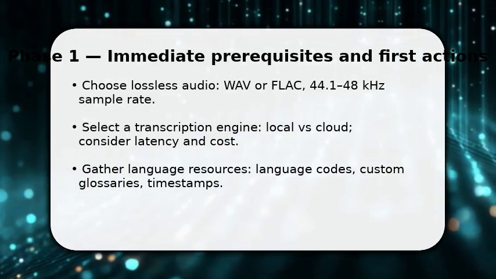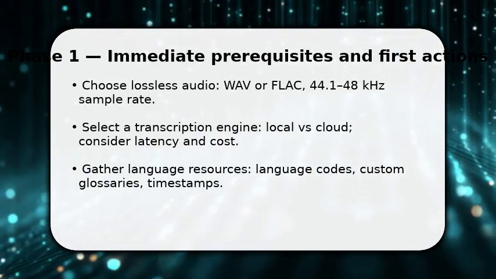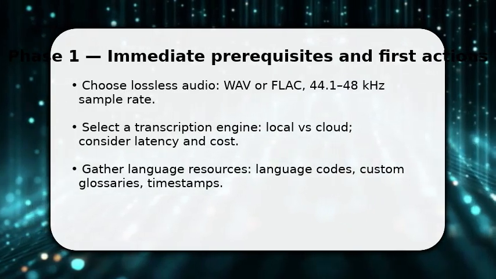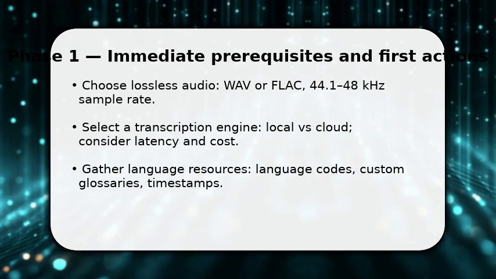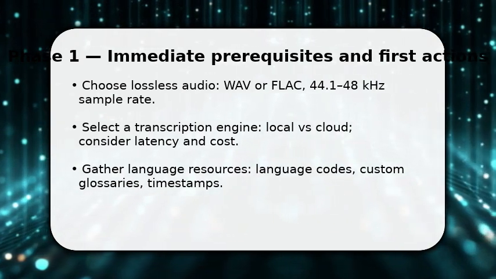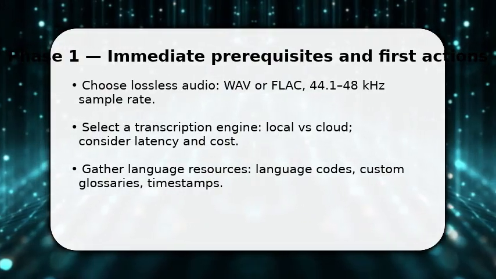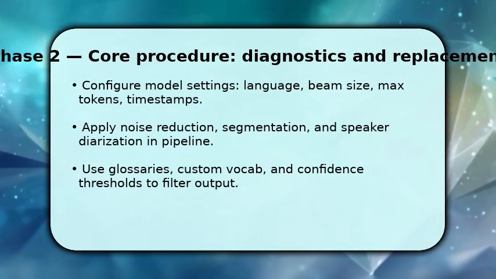Make sure to assemble language codes and any domain-specific glossary so the model learns names and acronyms. You'll also decide on timestamps and speaker labels at this stage, because they change how you call the API or configure the software.